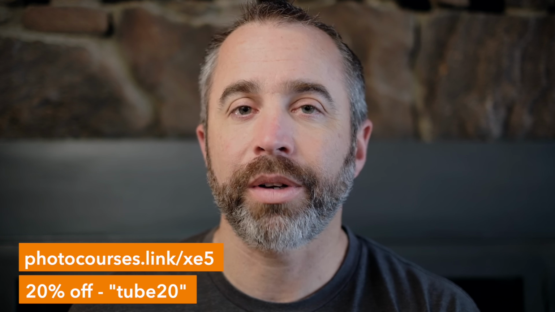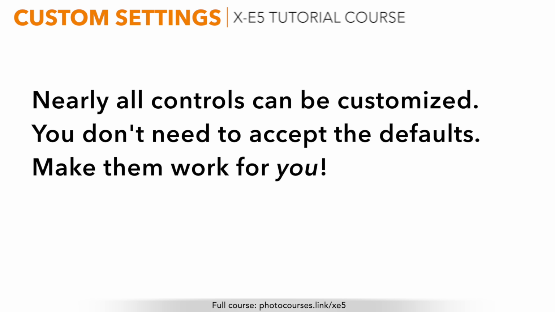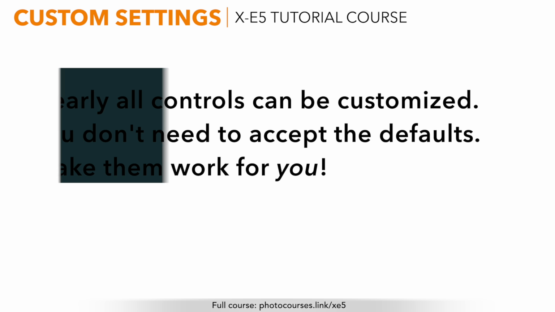So here it is, how to customize your controls and the custom settings on the X-E5. The final thing that we're going to customize to use this camera more efficiently are the custom function buttons. You don't have to accept the defaults for what each button does in terms of which functions they perform. Every photographer is different. Every photographer has a different workflow and style. And so you can customize these controls to do nearly any function that you want based on your workflow.